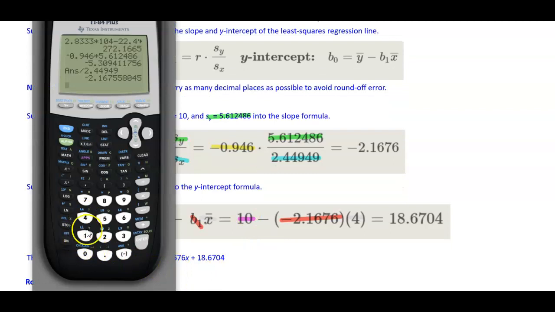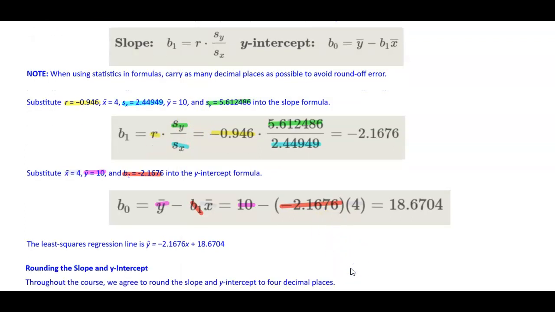So we're going to take our 10, we're going to subtract, and then parentheses, negative 2.1676, and then we're multiplying that by 4, and that gives us 18.6704.